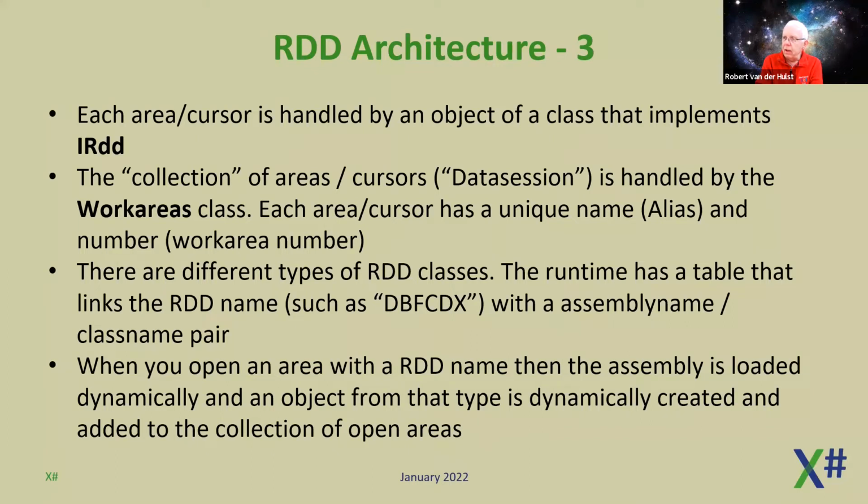And in the X-based environment, you can open more than one table, and these are stored in what Clipper and Visual Objects called work areas. The FoxPro people call it cursors. And we have a class called work areas class that contains the collection of areas. Each area is an object, and this work areas class is a list of basically all the open objects. And each area has a name and a number, and of course, the object itself.